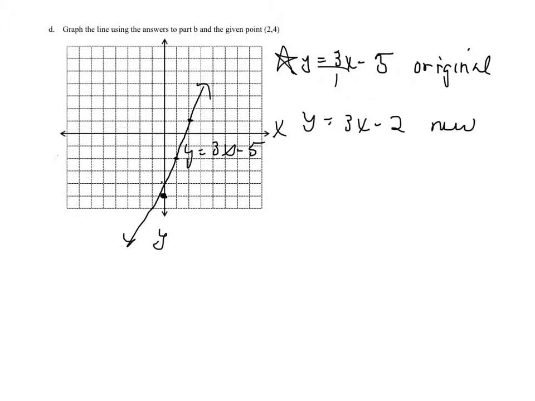And now 3x take away 2 is my new line. I'm going to start at negative 2, go up 3, 1, 2, 3, right 1. And there we have it. They look extremely parallel to me. So y is equal to 3x take away 2. I am thrilled because I did a great job.